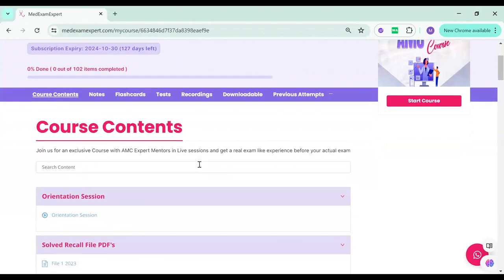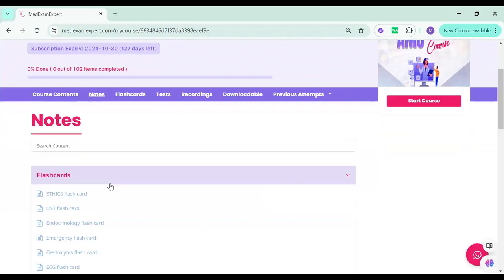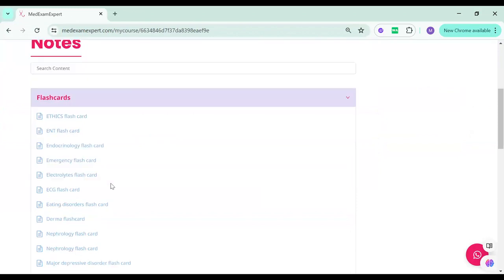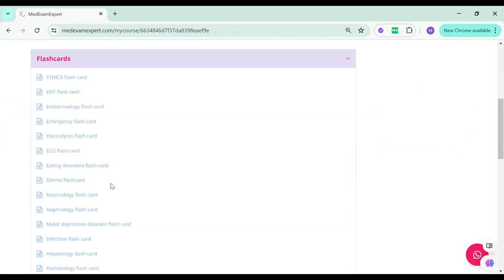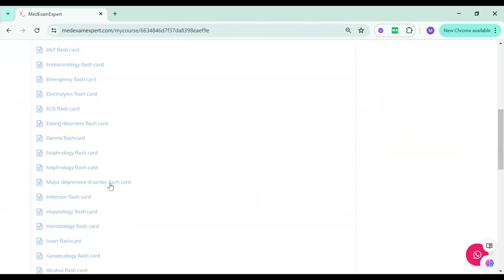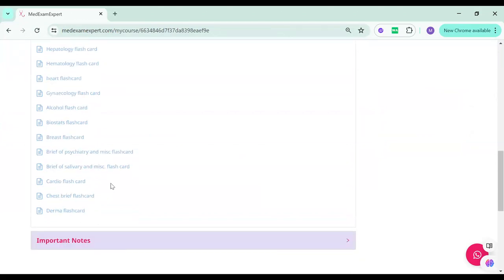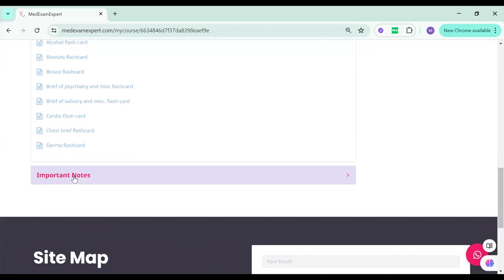Okay, dear. So yeah, I was telling you about the course content. In the course content, you will find all the recall files. When you click on the notes, you will find all the flashcards. For every topic, we have a separate flashcard, like for ethics, for ENT, for emergency. You can read them, start your reading material and prepare the topics.